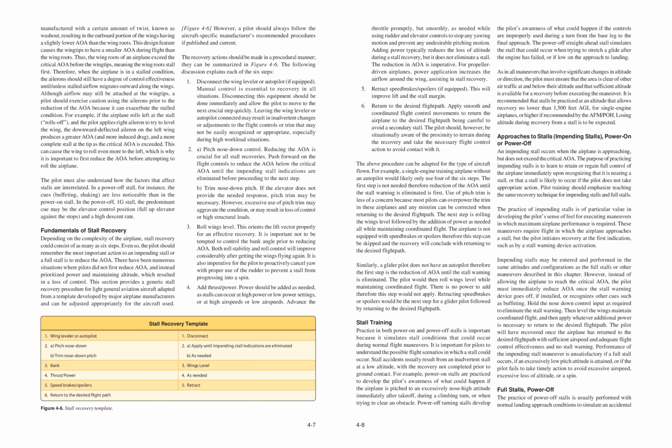3. Roll wings level. This orients the lift vector properly for an effective recovery. It is important not to be tempted to control the bank angle prior to reducing AOA. Both roll stability and roll control will improve considerably after getting the wings flying again. It is also imperative for the pilot to proactively cancel yaw with proper use of the rudder to prevent a stall from progressing into a spin.